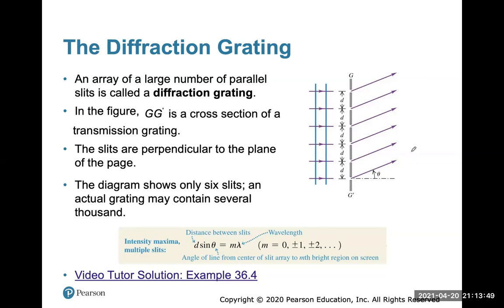So for a diffraction grating, I really want to call it an interference grating, but that's fine. It is what it is. It's hard to separate diffraction from interference once we get to this point.